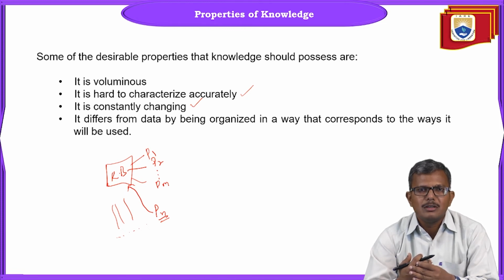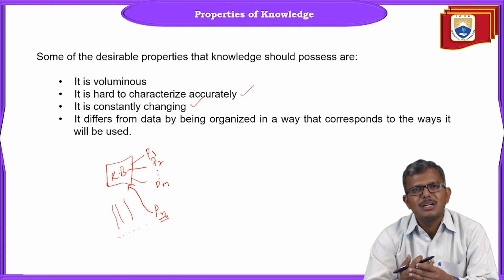These are the 4 different properties that we need to think about when we are dealing with knowledge. Knowledge is of huge size. It is constantly changing. It will be very difficult to characterize. This point is telling how much we need to concentrate while representing the relationship among the objects. And it is also going to tell that the way you are organizing is completely different from the way you are using it.